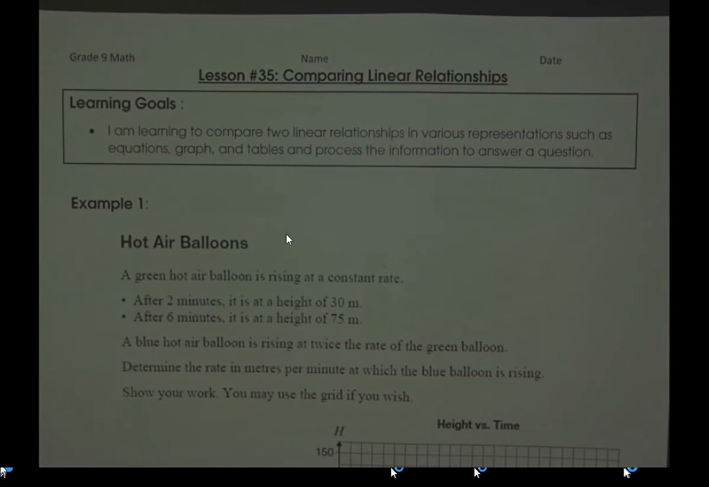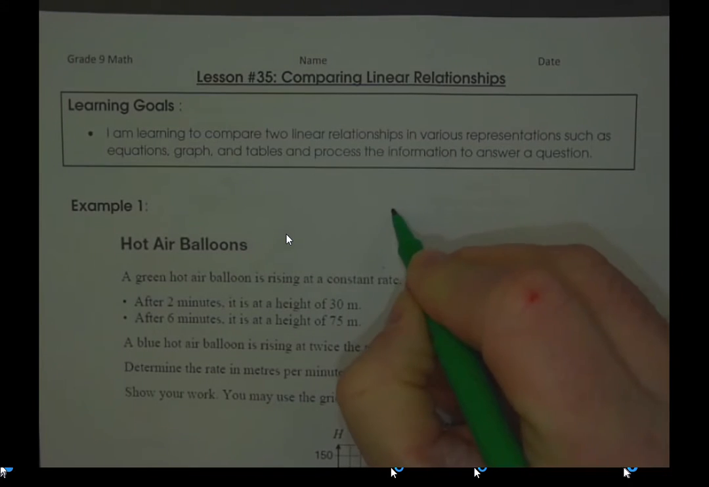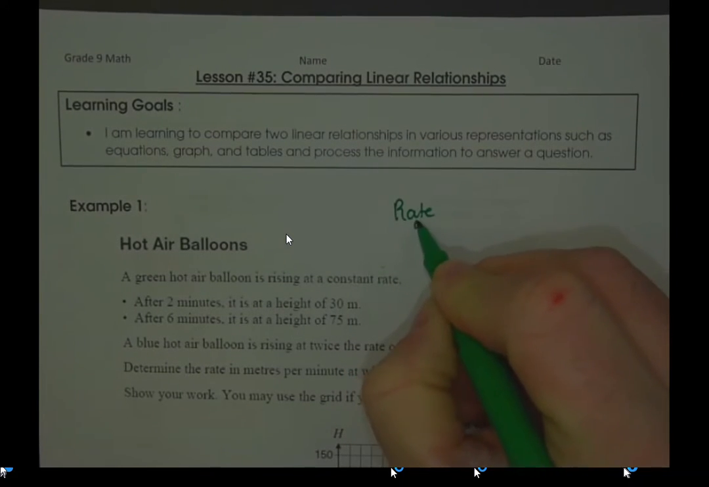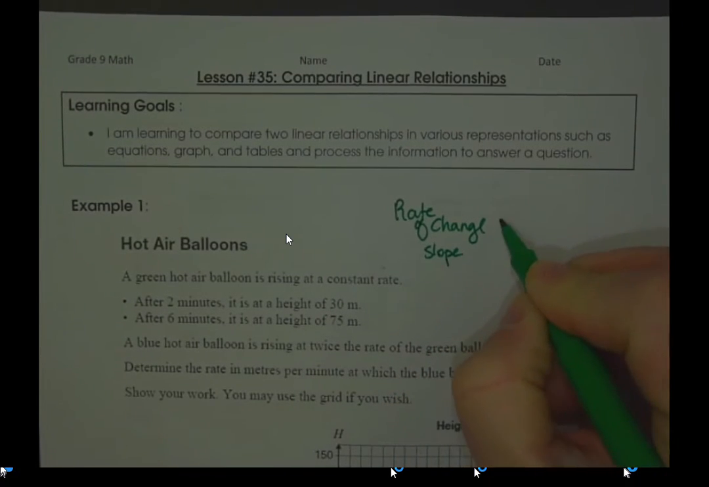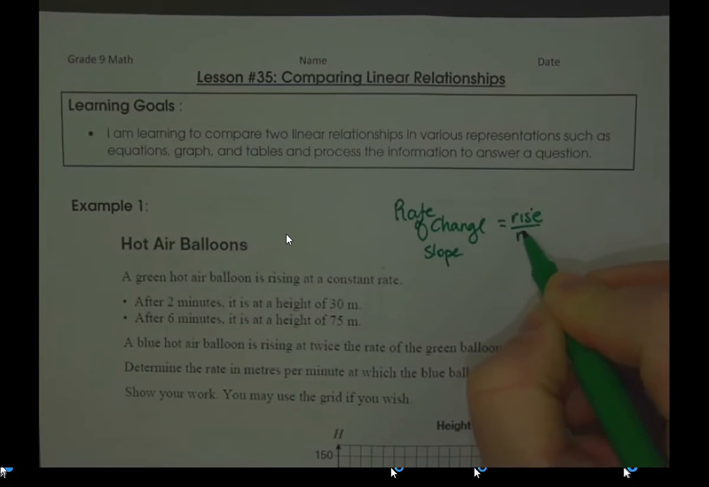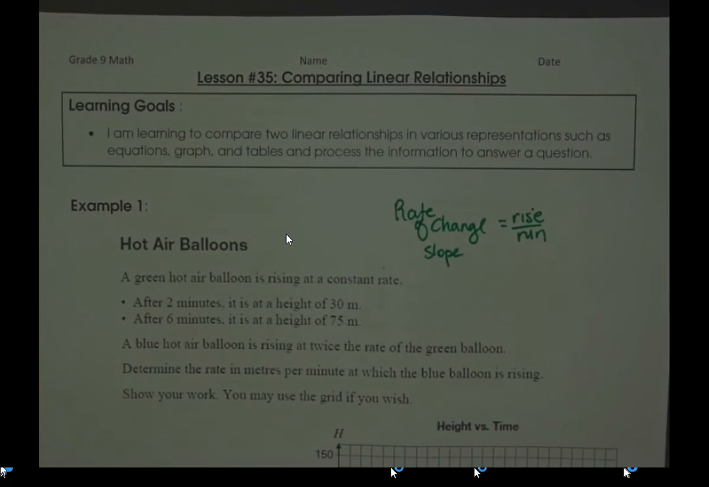So today we're going to talk about comparing two linear relationships in various representations such as equations or graphs or tables to answer a problem. When we talk about comparing, we have the idea of which one's bigger or smaller, that type of thing. We're still going to use our rate of change, and we know that it's the same as saying slope. All right, so we still have this in our back pocket as we're learning some of these things.